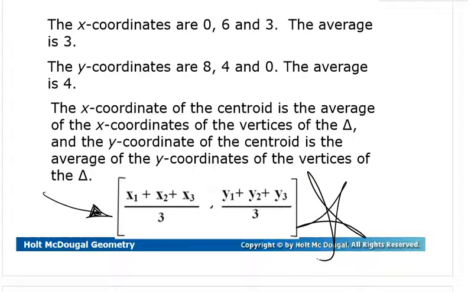Okay. So this is the easiest way to find the centroid of a triangle. All your x's added up, divided by 3. All your y's added up, divided by 3. And that's your new point. And you just plot your point, and that's your centroid. Your center of gravity.